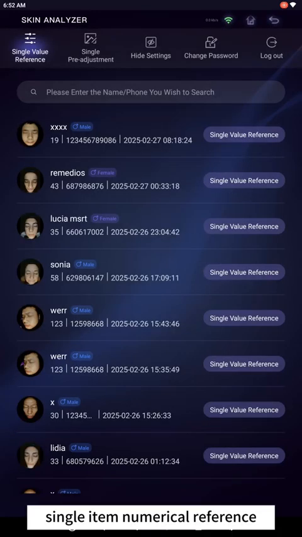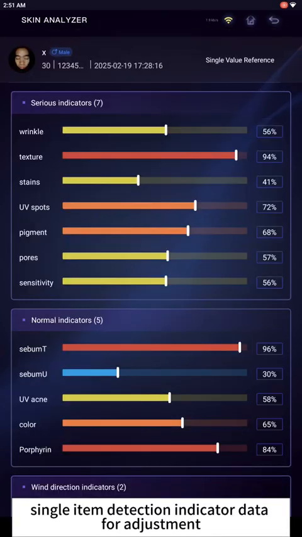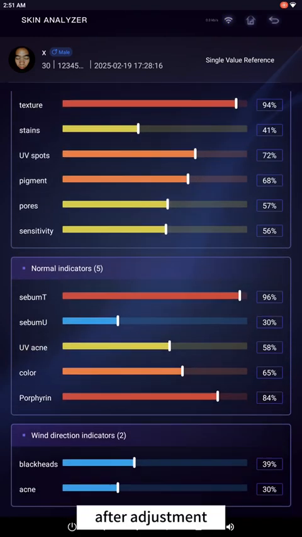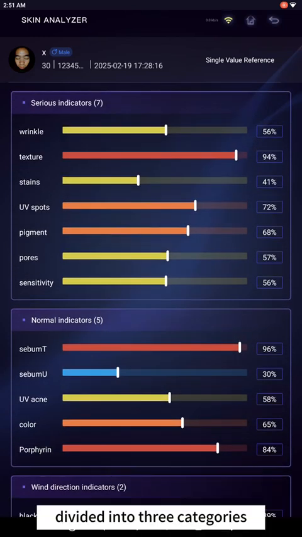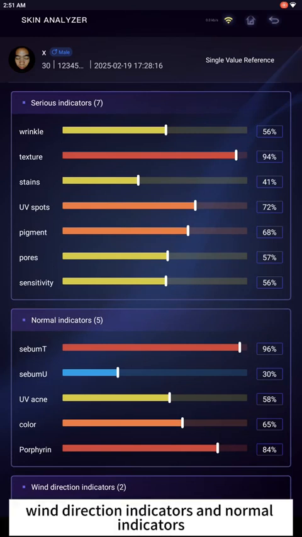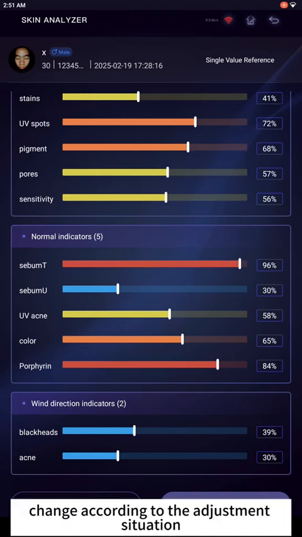Single item numerical reference. It is possible to modify the customer's single item detection indicator data for adjustment after taking photos. After adjustment, it needs to be saved for comparative analysis. Divided into 3 categories: severe indicators, wind direction indicators, and normal indicators. After data adjustment, the position of the indicators will change according to the adjustment situation.